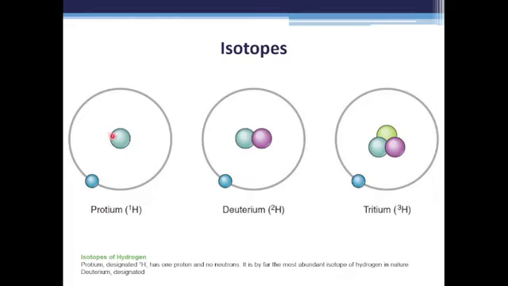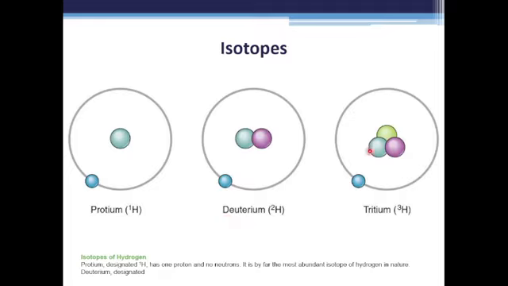This is hydrogen. It has one proton and no neutrons, and that's what we call protium. So it doesn't have any neutron, but it has one proton. And this one has one proton and one neutron. Now, since they have the same amount of protons, they are still hydrogen, but the only thing that differs is the number of neutrons. This is still hydrogen, but has a different atomic weight. So this is called deuterium.